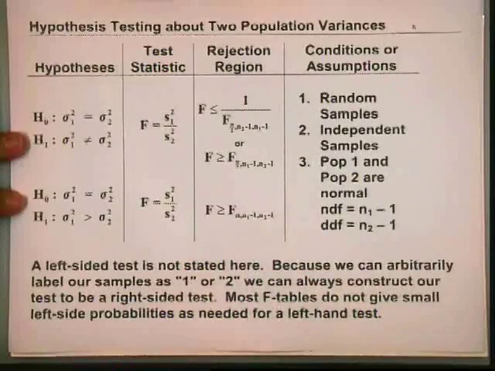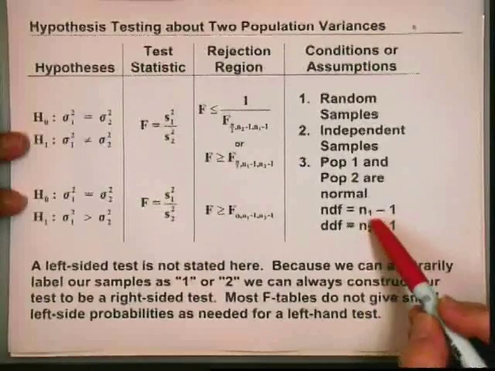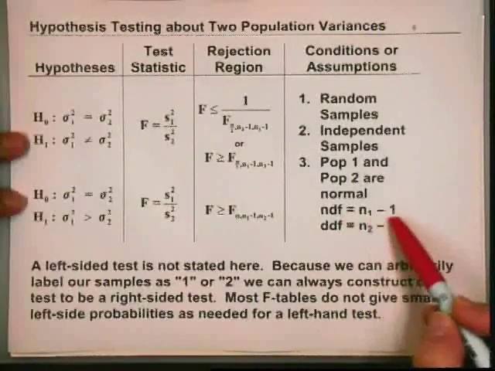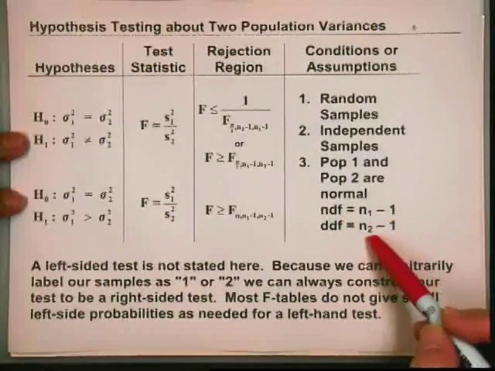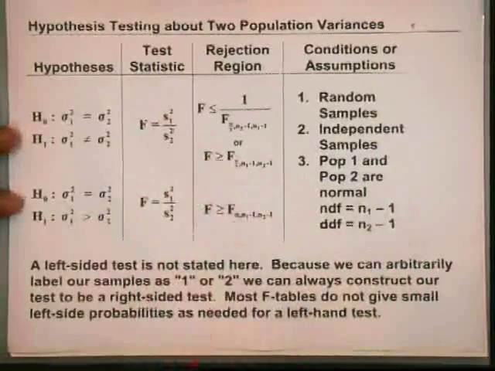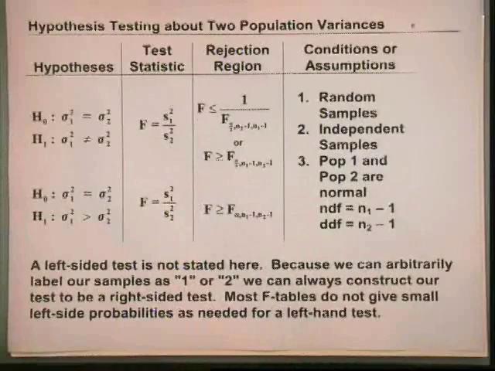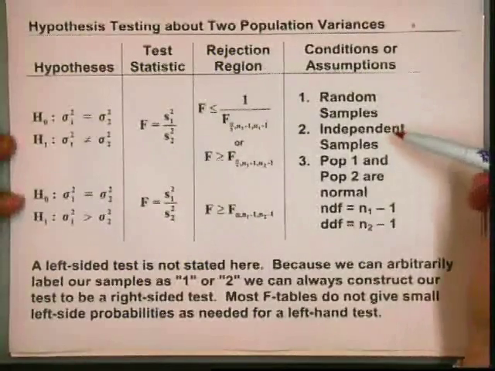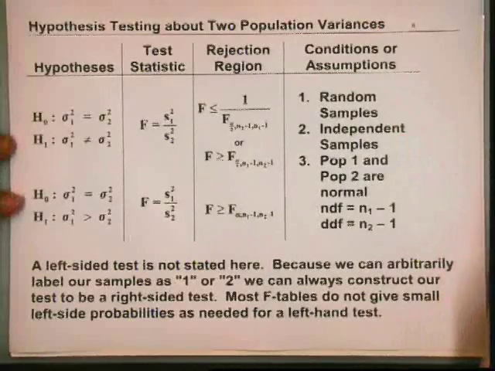So for this application, I have 2 degrees of freedom. Numerator degrees of freedom is N1 minus 1. Denominator degrees of freedom is N2 minus 1. And so notice then the way these are set, 1 is always in the numerator, with the index 1. I can choose to name whichever group in my study is 1. We're based on random samples that are independent, and we have normal populations.